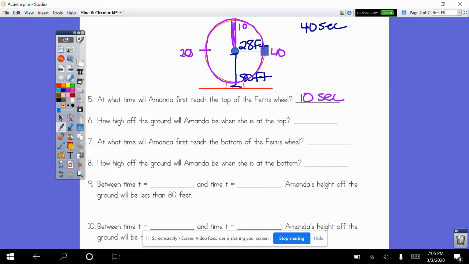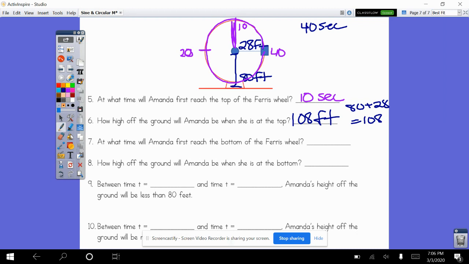How high off the ground will she be when she's at the top? Well, to find that, I just need to take my height of the center, which is 80, and add my radius. So 80 plus 28, that gives me 108. So she'll be 108 feet off the ground. This is an example of some questions that you really don't need a calculator for.